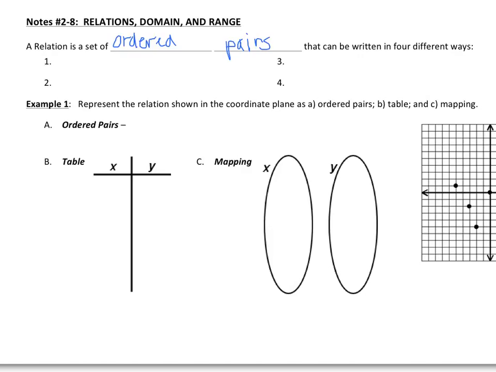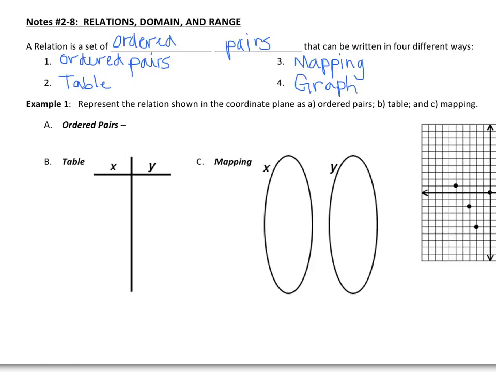So the first way is just as a list of ordered pairs. The second way is as a table. The third way is what we call a mapping. And the fourth way is just to graph it.